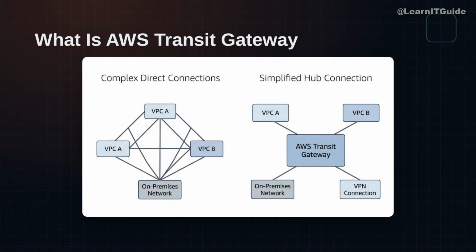So, what is an AWS Transit Gateway exactly? Think of it like a central hub in an airport. Instead of every plane flying directly to every other city, they all fly into one central hub. From there, the airport manages the connections to every other destination. In AWS, your VPCs are the planes. They connect to the transit gateway, and the gateway handles all the routing rules in one place. It turns your complex mesh into a simple spoke and hub model.